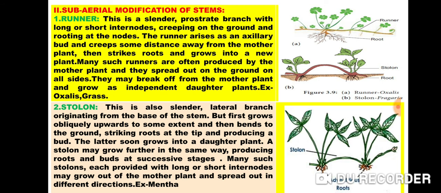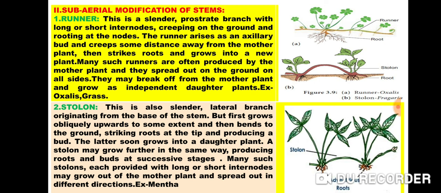Many such runners are often produced by the mother plant and they spread out on the ground on all sides. They may break off from the mother plant and grow as independent daughter plants. The best examples are oxalis and grasses.